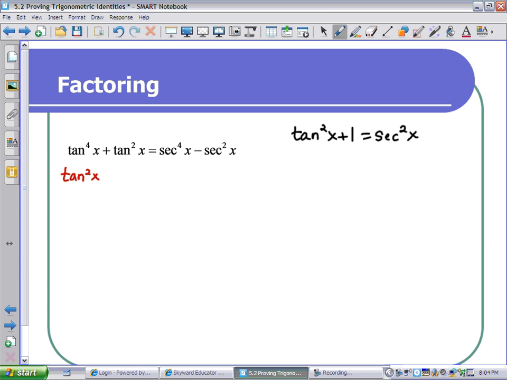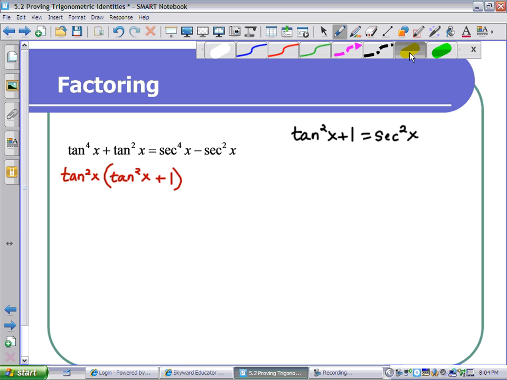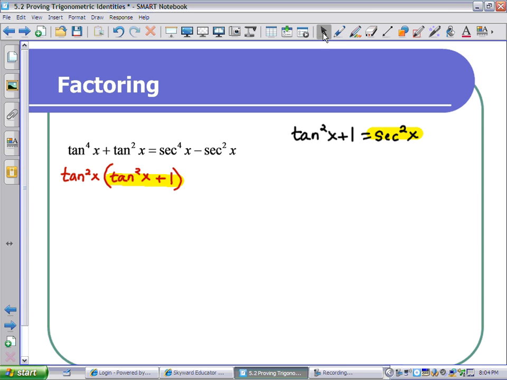So when I take tangent squared x away from tangent to the fourth x, I'm left with tangent squared x. And when I take tangent squared x away from tangent squared x, I'm left with 1. Well, when you look back at your Pythagorean identities, tangent squared x plus 1 is equal to secant squared x. So if we replace tangent squared x plus 1 with secant squared x, then I have secant squared x times tangent squared x.